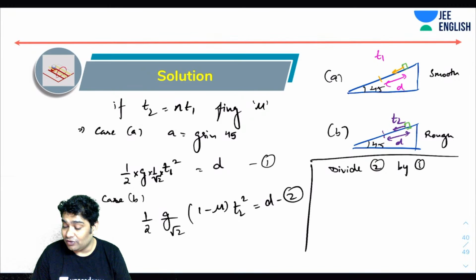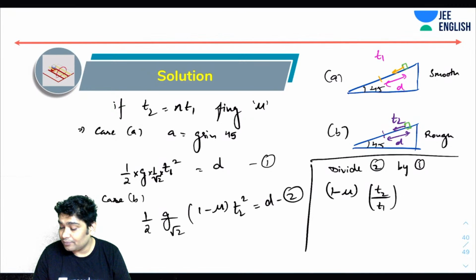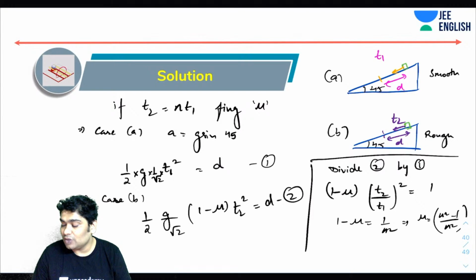Let's see what you would have gotten. So these things, half g over root 2, would have gotten cancelled. On one side, you would have had (1 minus mu) t2 over t1 whole square equal to 1. And this you already know is n square. So 1 minus mu equals 1 over n square, and from here, you would have gotten that mu equals n square minus 1 over n square. That is the answer that you should get.